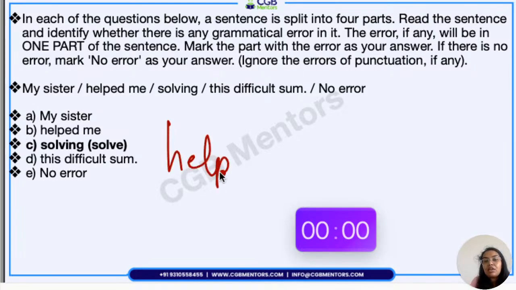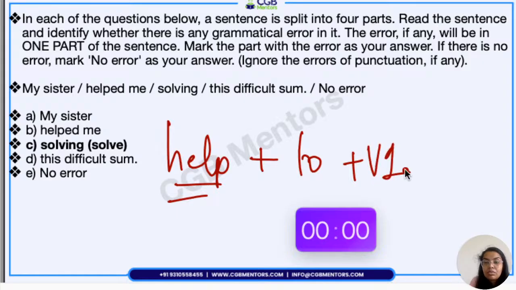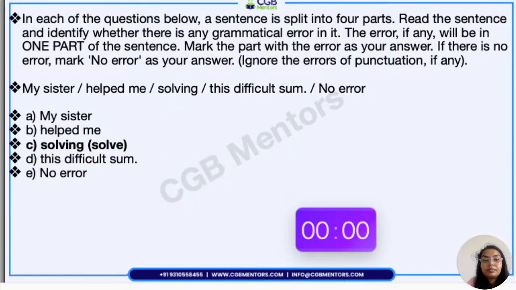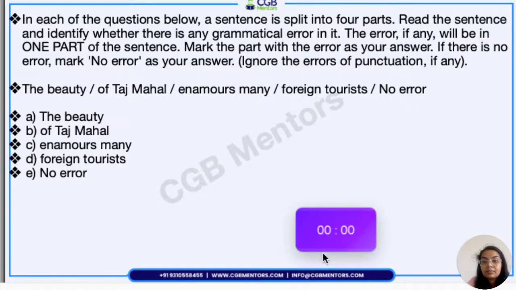And this is now for exam purpose. In newspapers and in many places, you will find this V1 being used. That's okay, acceptable in informal English. Exam में नहीं होता है. You have to remove the to. Use bare infinitive, direct verb in its first form after main verb help. So my sister helped me solve this difficult sum. No, not to solve, only solve. That's the rule I'm talking about.